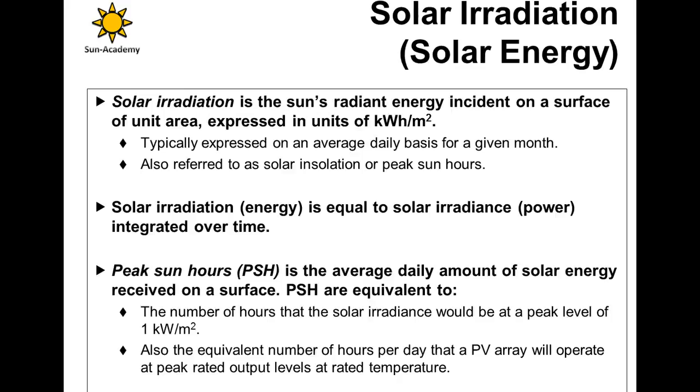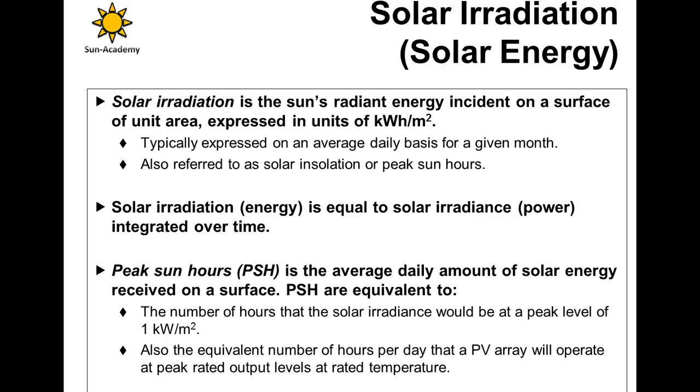Solar irradiation, or solar energy. Solar irradiation is the sun's radiant energy incident on a surface of unit area, commonly expressed in units of kilowatt-hours per meter squared for monthly averages, given for a surface orientation. Insolation is also a term used to represent solar irradiation. Solar irradiation or solar energy is equal to solar irradiance or solar power integrated over time.